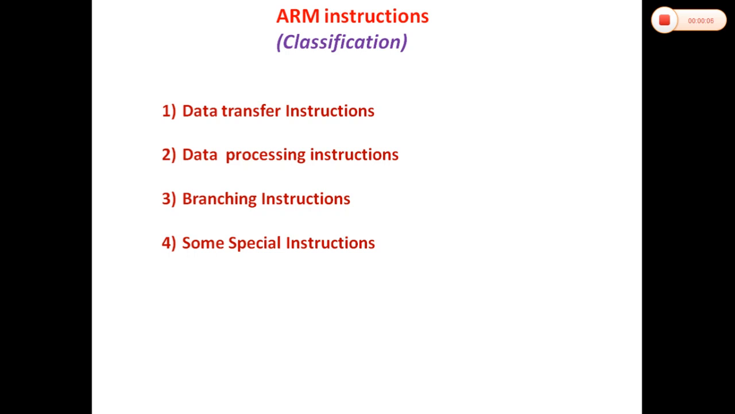Let us study the ARM instructions. The instructions of ARM can be classified into different categories depending upon their functions: data transfer instructions, data processing instructions, branching instructions, and some instructions which perform some special operations.